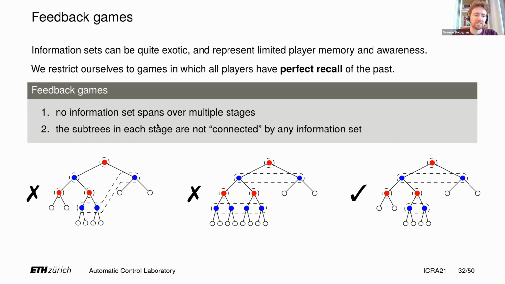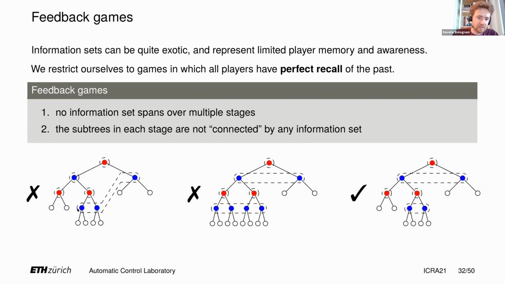What does it mean? It means that in games with perfect recall, also called feedback games, no information set spans over multiple stages, and each subtree in each stage is not connected to other subtrees by any information set. Now, what you see down here is three possible examples. Only the one on the right is a feedback game, but let me give you an interpretation of why this is perfect recall, or memory about the past.